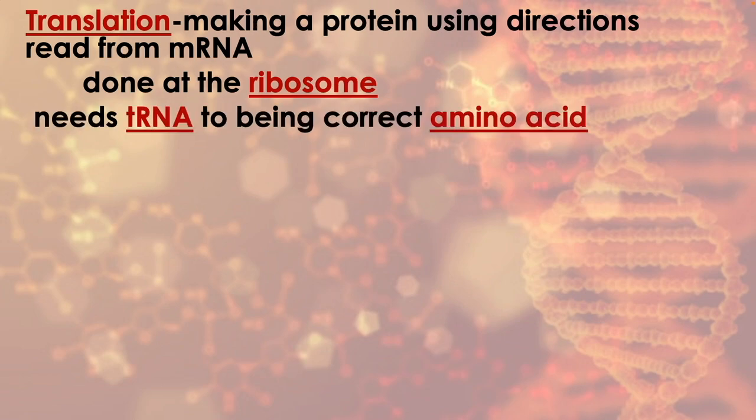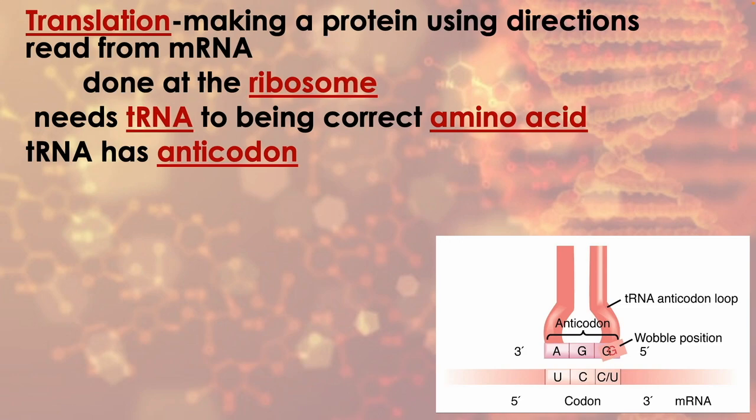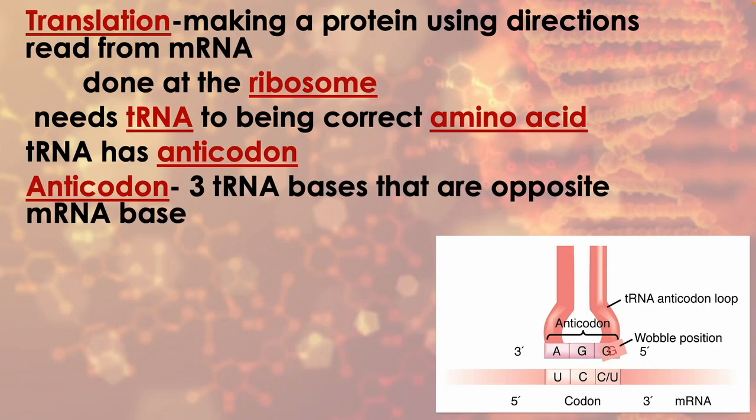And you need that other RNA that we haven't talked about that much yet, which is tRNA. And that's responsible for bringing the correct amino acid to the ribosome so it can be attached. So the tRNA, just like the mRNA had a codon, the tRNA has what we call an anticodon. And you're like, what the heck is that, Bolvin? So an anticodon is 3 tRNA bases that are opposite the mRNA base.